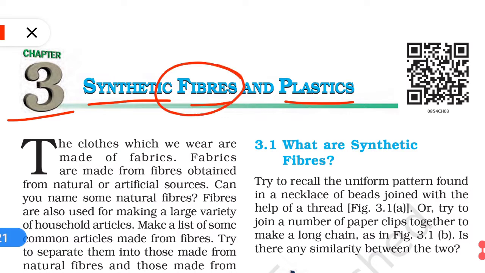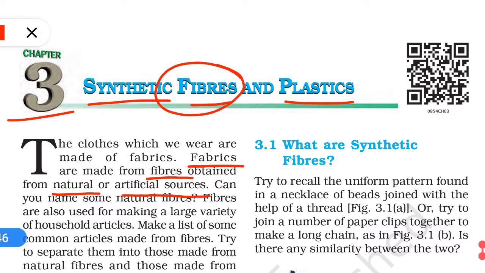You know that the cloths which we wear are made up of fabrics, and you also know that the fabrics are made up of fibers. We have studied this topic in class 6 also. So you know that fibers are of two types. One category of fibers is natural fibers and the others are artificial fibers.